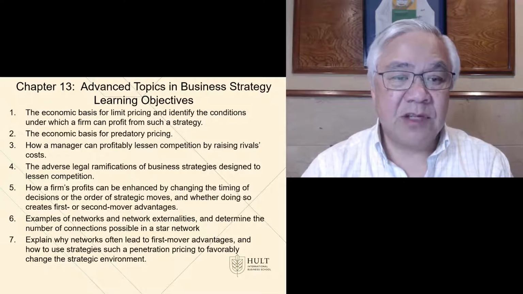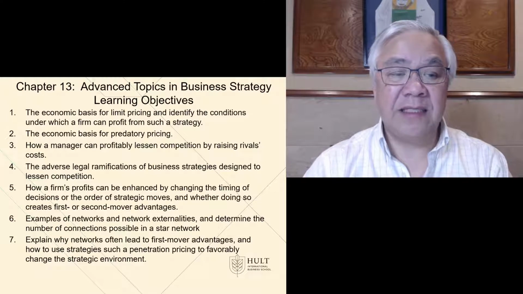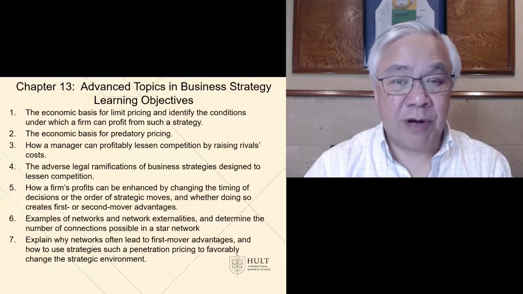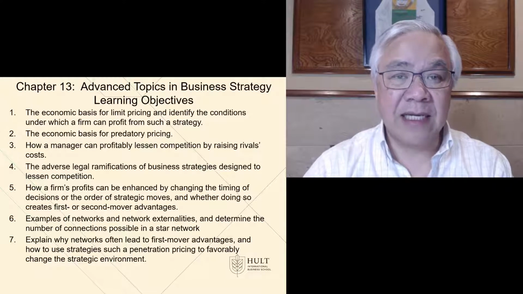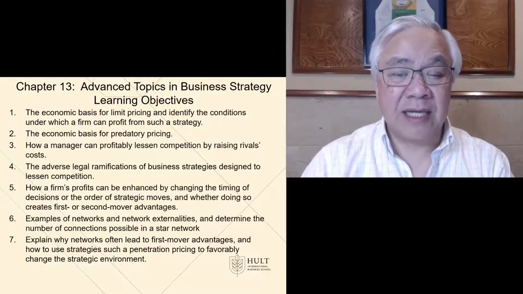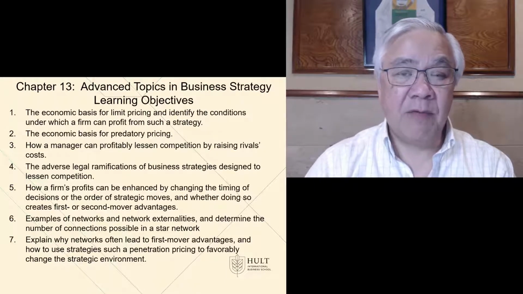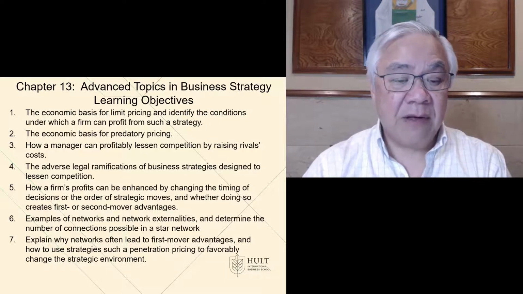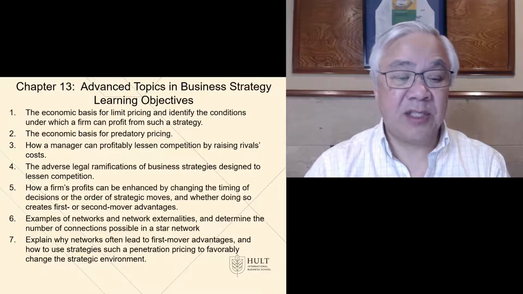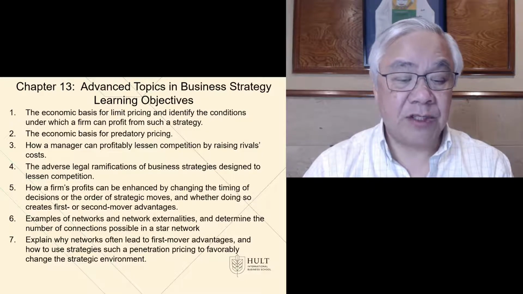The learning objectives are first to look at the economic basis for limit pricing and identify conditions where that would be profitable for a monopoly to engage in. Second is look at the economic basis for predatory pricing. Third, how does a manager lessen competition by raising the rival's costs? Fourth, what are the legal ramifications of these business strategies? Fifth, how can a firm's profit be enhanced by changing the timing of decisions from simultaneous to sequential?